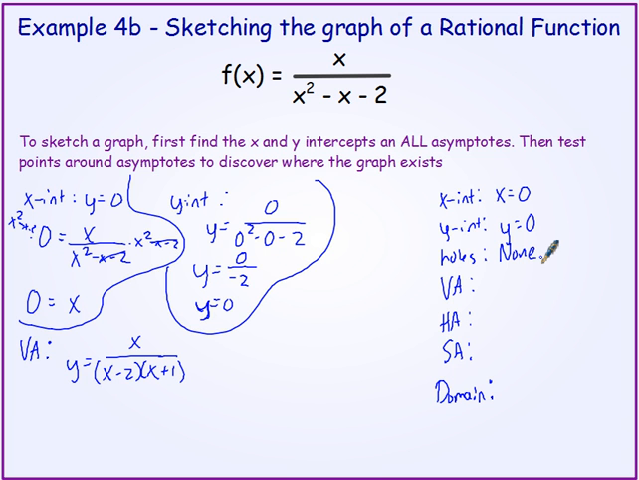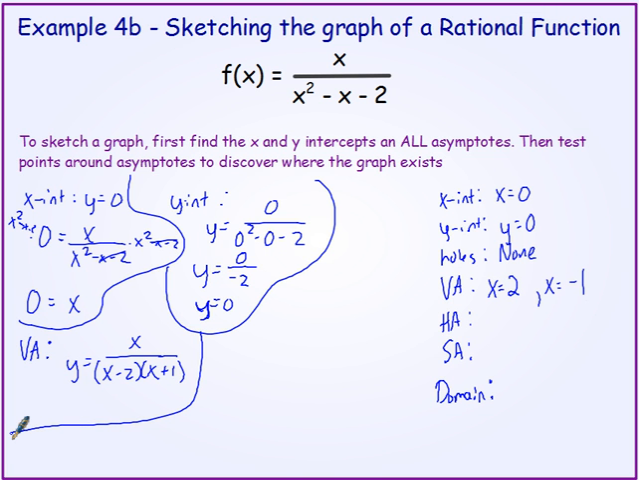Okay? And actually, so I'm going to have what here? 2 what? I'm going to have 2 vertical asymptotes. What are my 2 vertical asymptotes going to be? +2 and -1. You good with that? There's no holes because nothing got canceled.